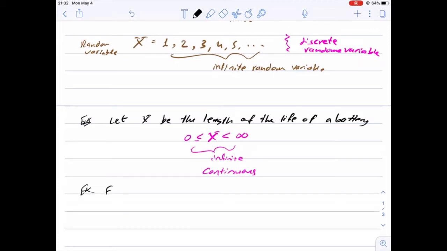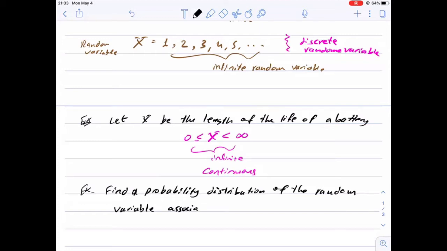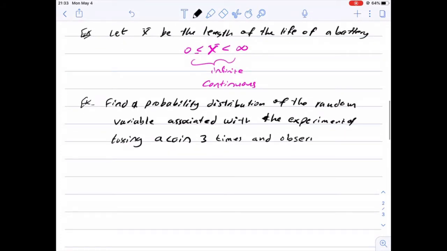Another example. Now, if we want to find the probability distribution of the random variable associated with the experiment of tossing a coin, let's say 3 times, and observing the number of heads that occur.